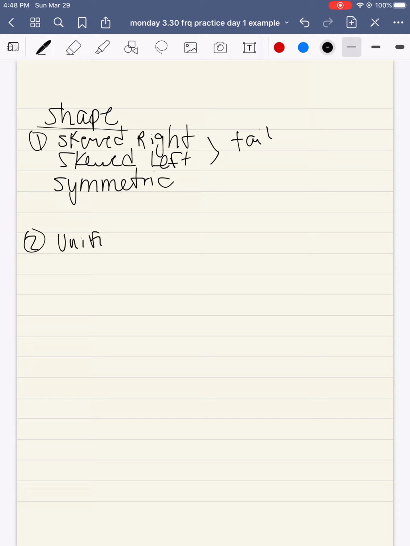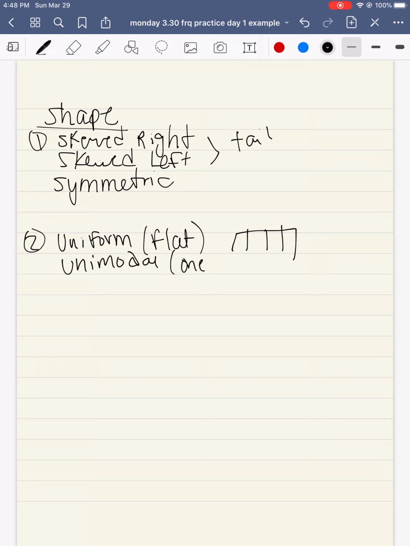uniform, which is essentially a flat straight across curve. So I think this would be best drawn as a picture here. So it's flat, straight across, there are no modes. Unimodal, meaning there's only one mode, one hump in the graph. So this could look something like this, or that bell shape that we're used to seeing. Both of those would be unimodal distributions.